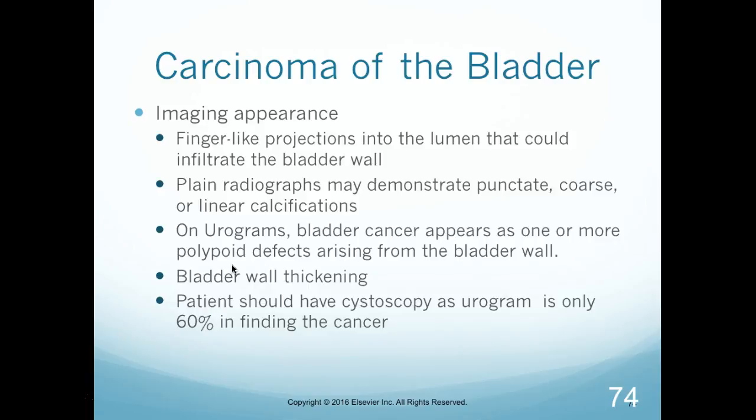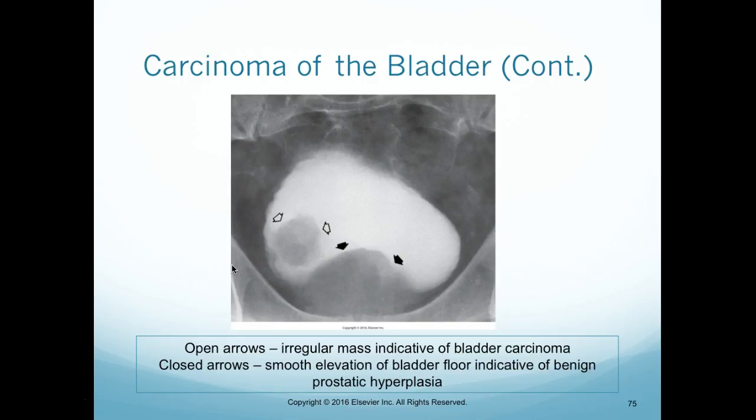So imaging appearance. So finger-like projections into the lumen that can infiltrate the bladder wall. So on plain radiographs, it may demonstrate punctate or coarse or linear calcifications. On urograms, bladder cancer appears as one or more papilloid defects arising from the bladder wall. There will be bladder thickening, and patients should have cystoscopy as urogram is only 60% accurate in finding the cancer.